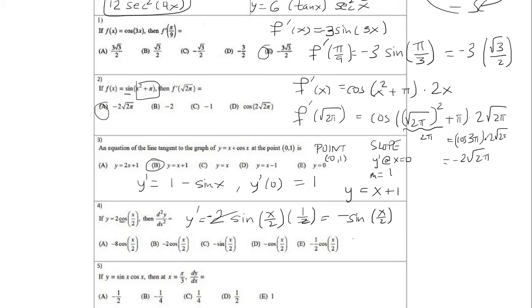I'm going to take a derivative again because I want to find the second derivative. So the derivative of sine is cosine, but I have a negative in front, so it's negative cosine. Keep the inside the same. And then you need to multiply by the derivative of x over 2, which is 1/2. So I'm just going to put the 1/2 in front. And so the second derivative is negative 1/2 cosine of x over 2, which is E.